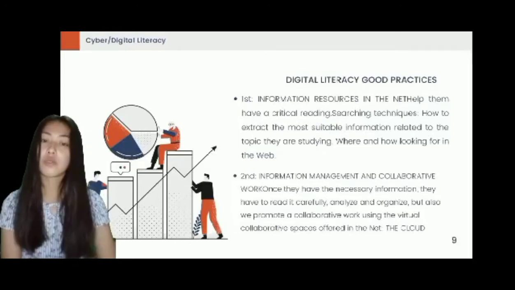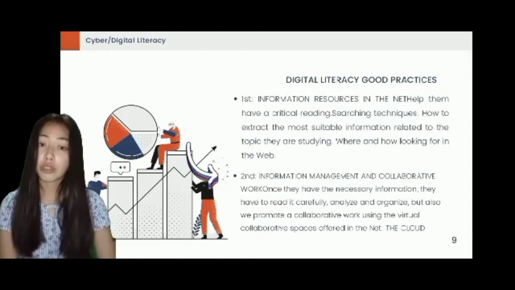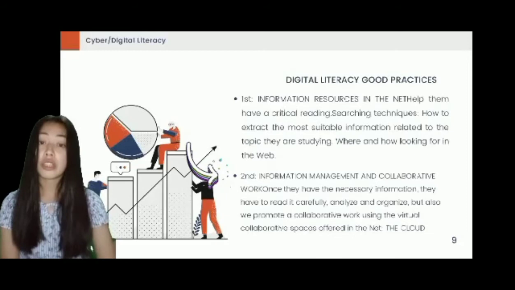So for the second one, we have information management and collaborative work. So once they have the necessary information, they have to read it carefully, analyze, and organize. But also, we promote collaborative work using the virtual collaborative spaces offered in the net, such as the cloud. So if we are collecting information, we should read it first carefully, analyze it, and organize.